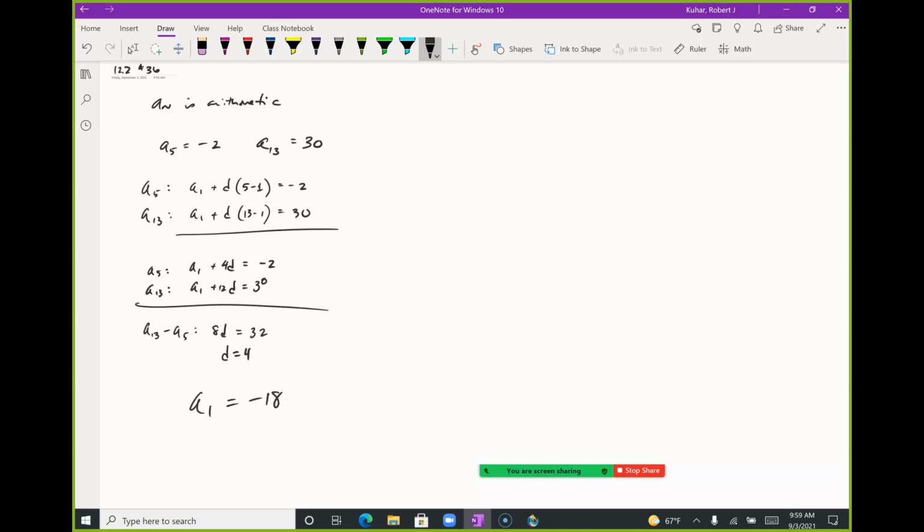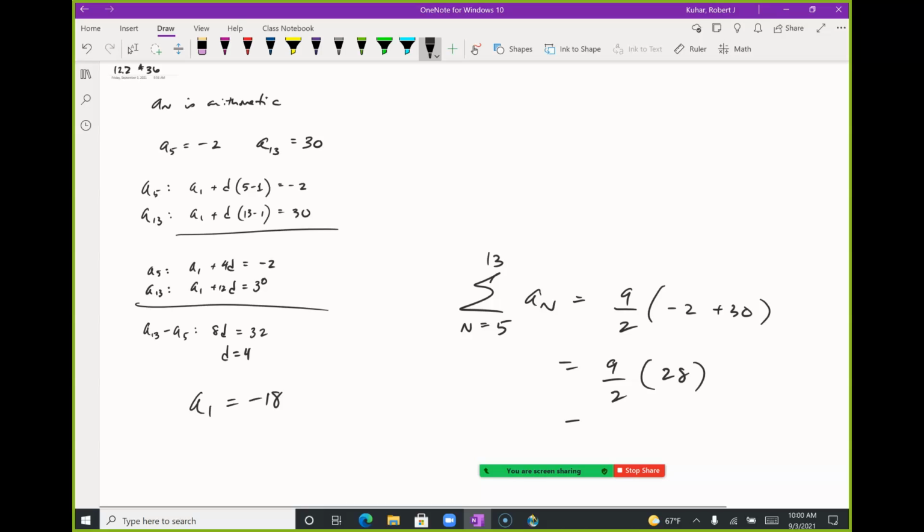So how many terms do I have there from the 5th term to the 13th term? Well, I skipped 4, right? So I have 9 terms. Yeah, so I'm looking at the sum from n equals 5 to 13 of a sub n, and I know I get that with 9 over 2 all times the quantity of negative 2 and 30. So 9 over 2 times 28. So 9 times 14. 146? No, 126. 126, yeah.